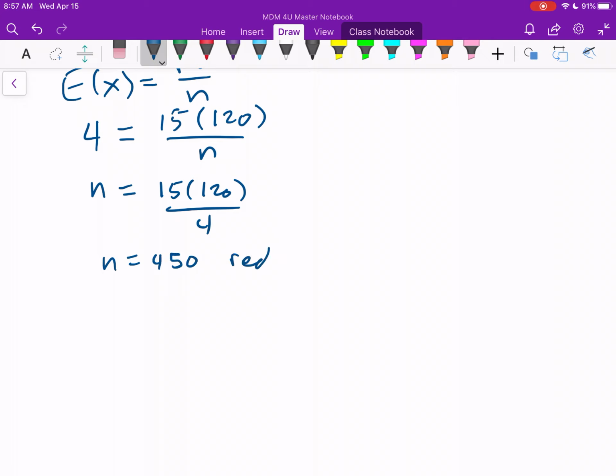So just a slight variation on this one, and we are basically using the exact same formula.